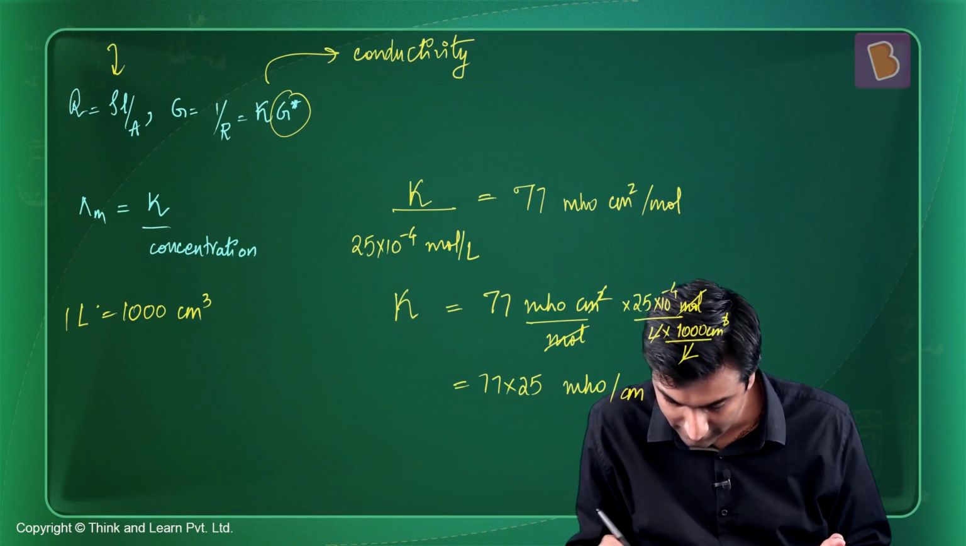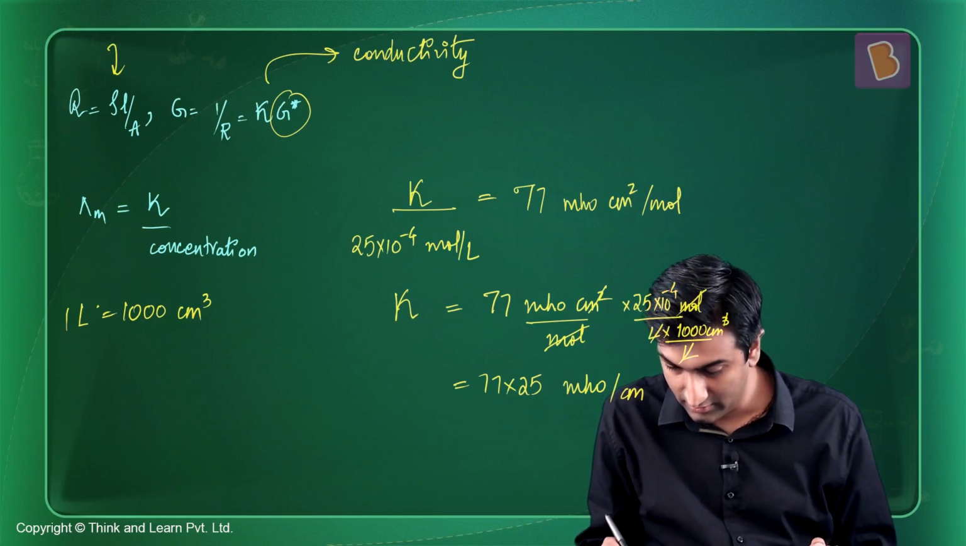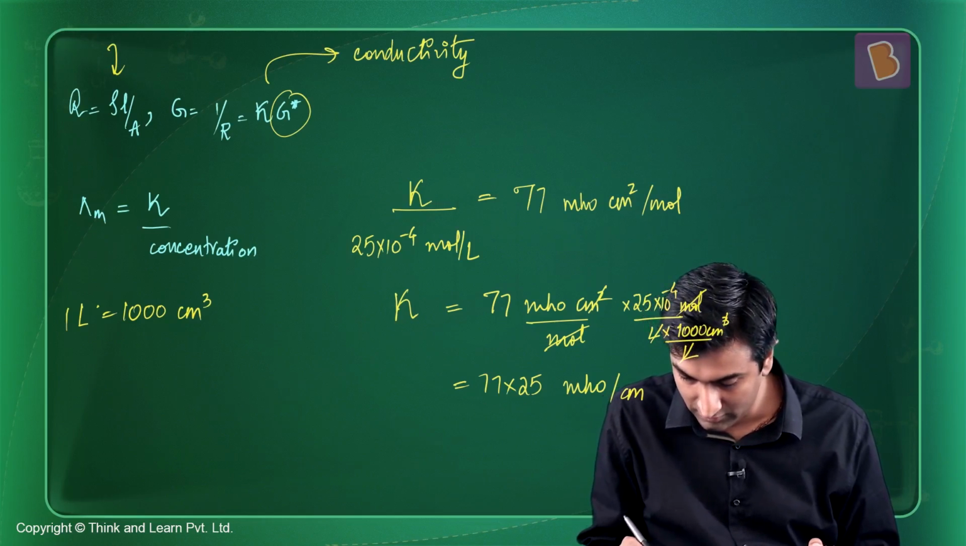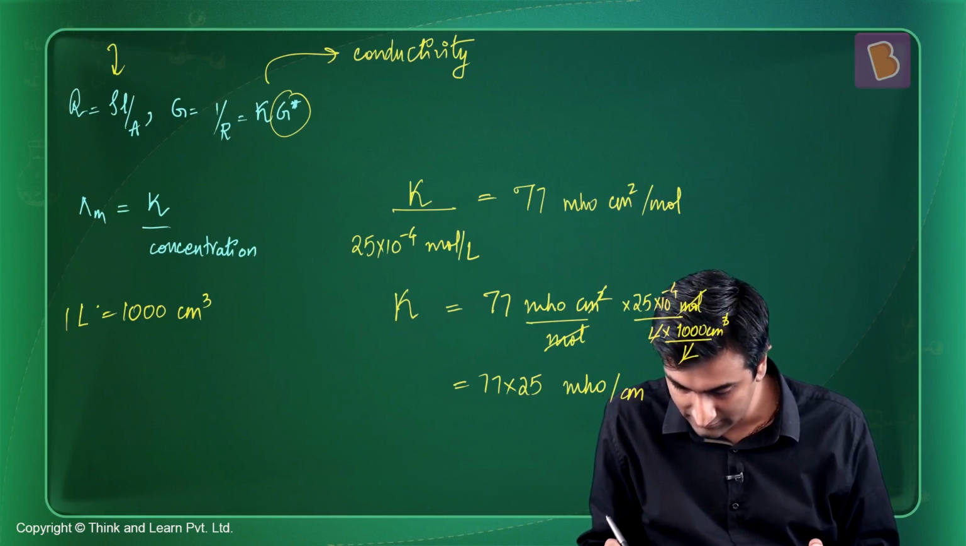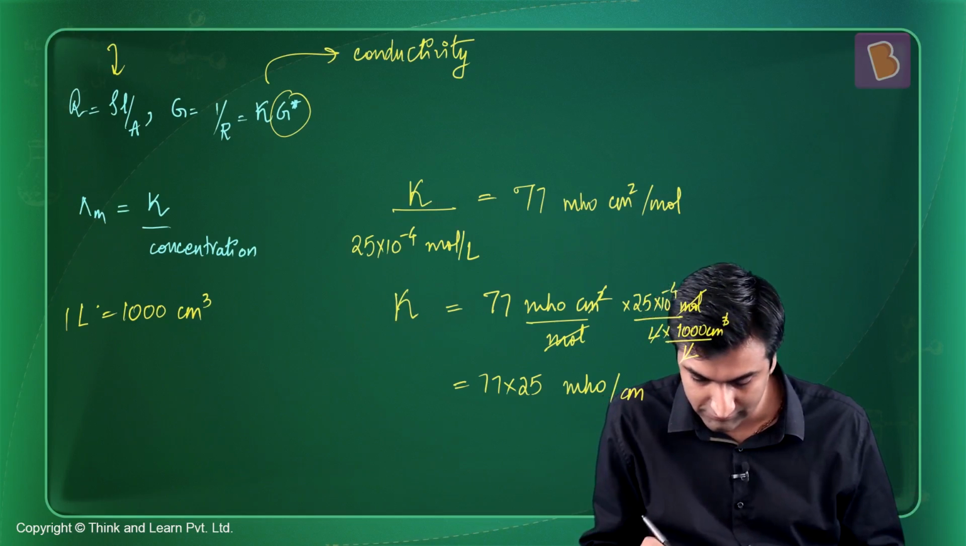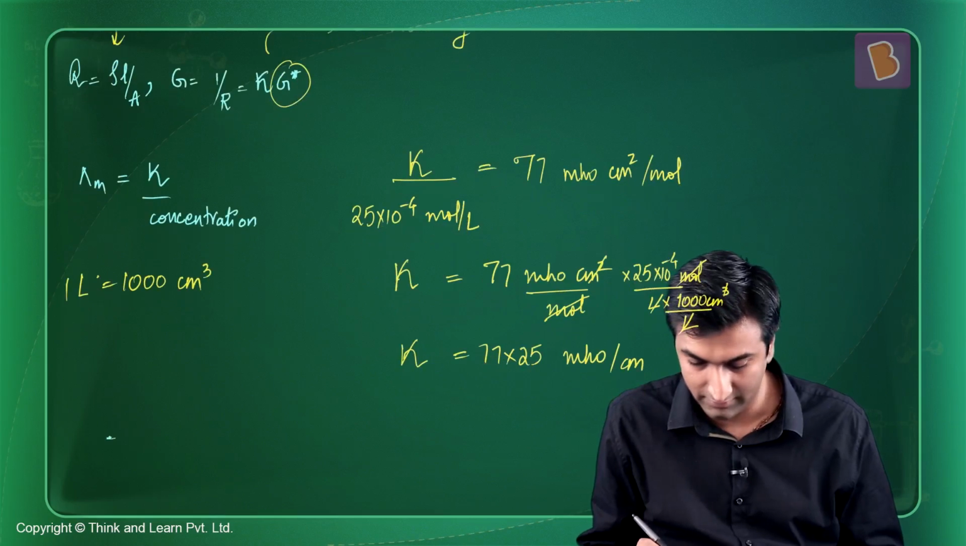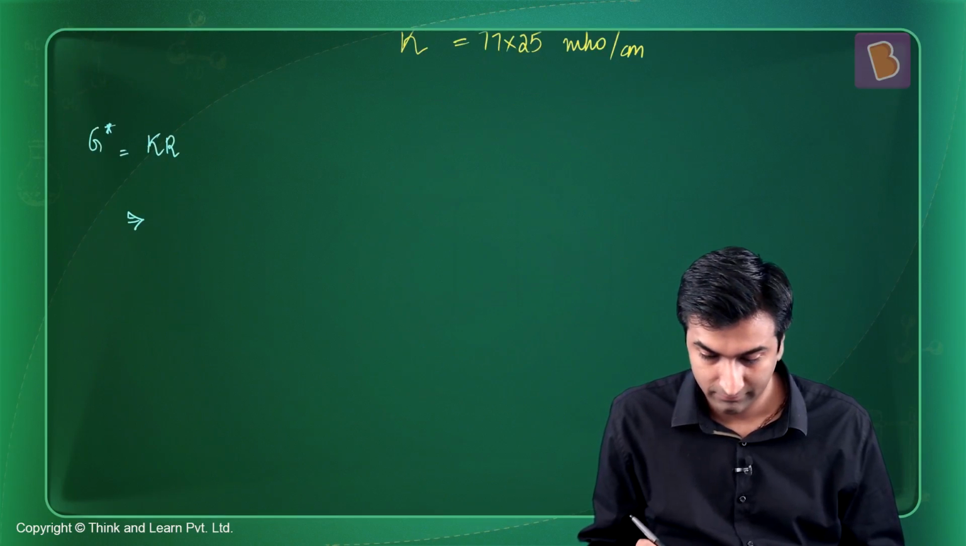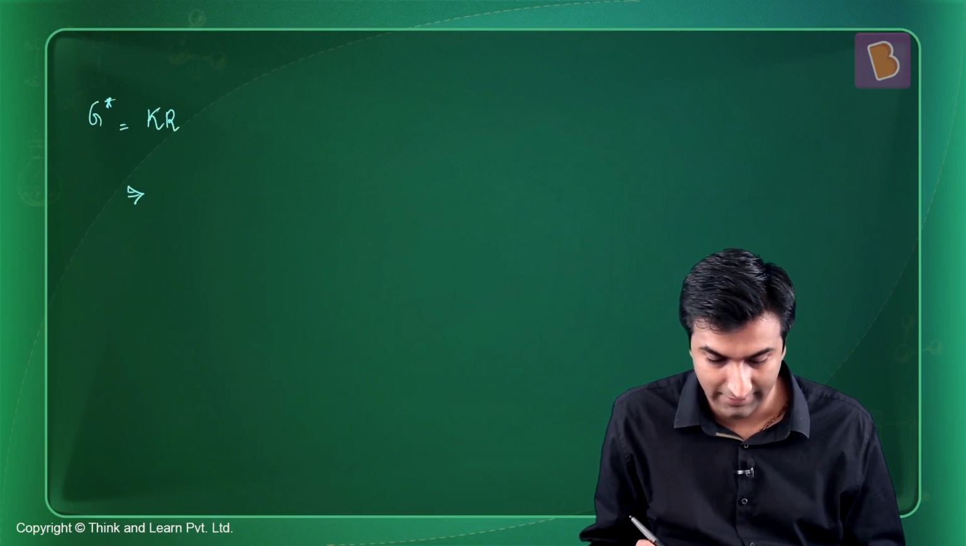But let me check. Did I make this right? I had mho centimeter square per mole. I cancelled out everything else, and this is the only thing that remains. So this is kappa that I have over here. Now from here, let me use the kappa value and get G star.